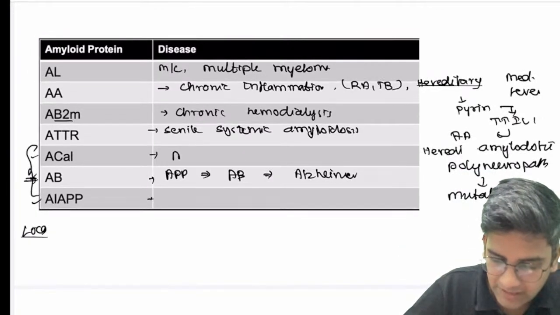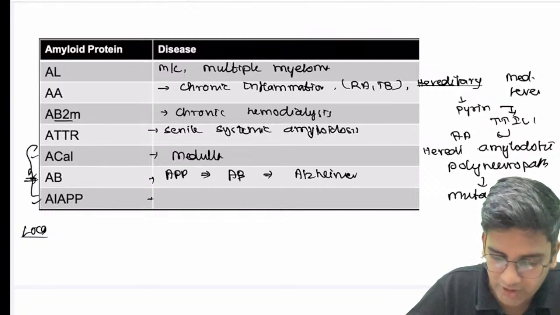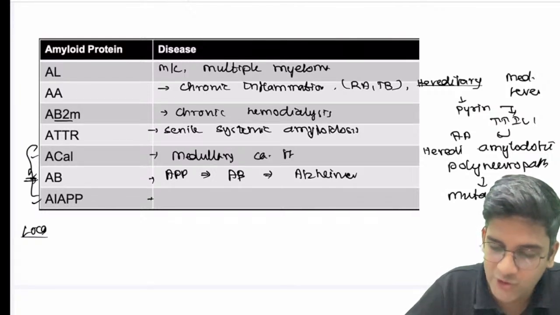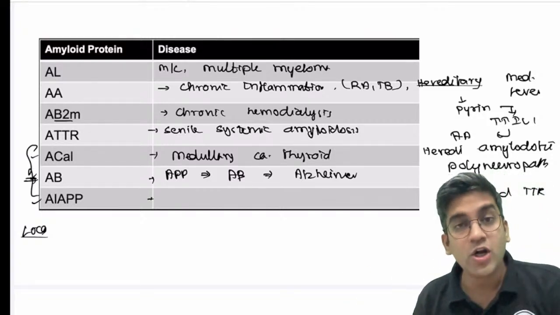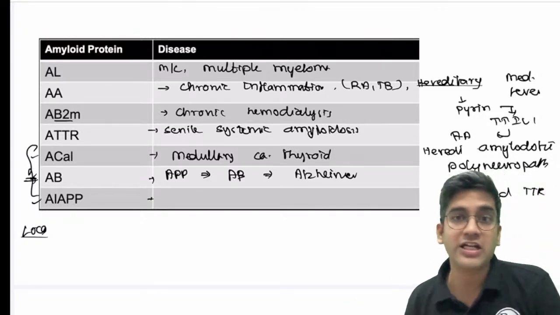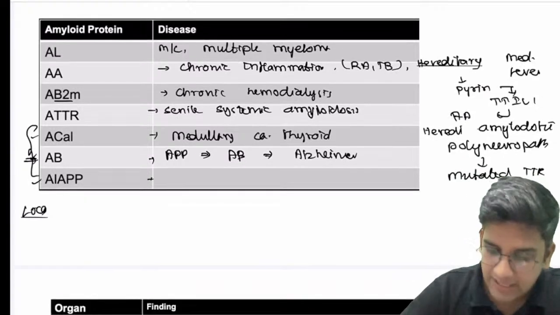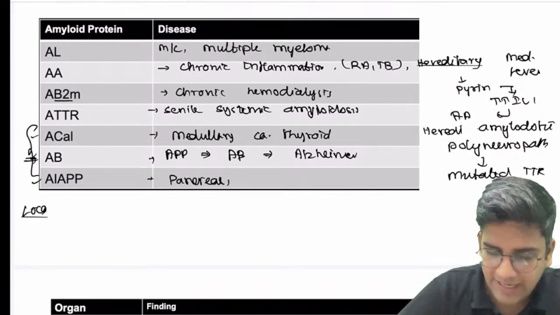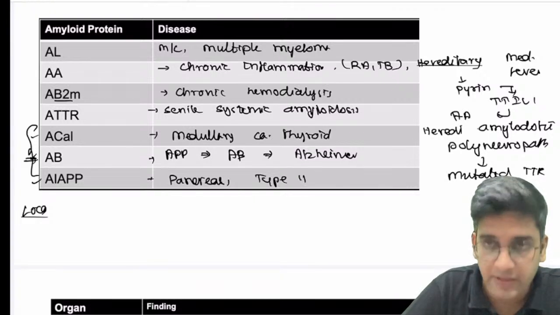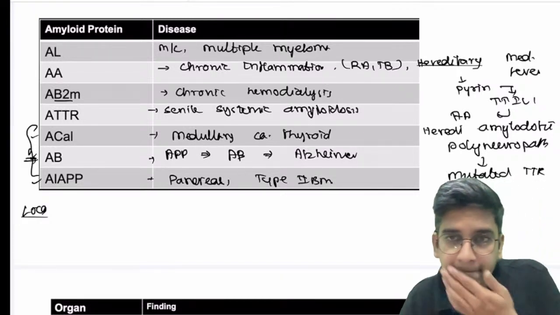And then we have medullary carcinoma of thyroid. Not medulloblastoma. A Cal will be seen in medullary carcinoma of thyroid. AIAPP will be seen in the pancreas, in type 2 diabetes mellitus.